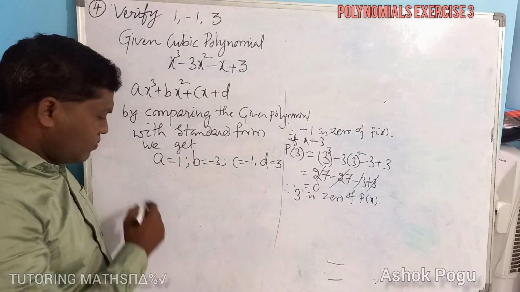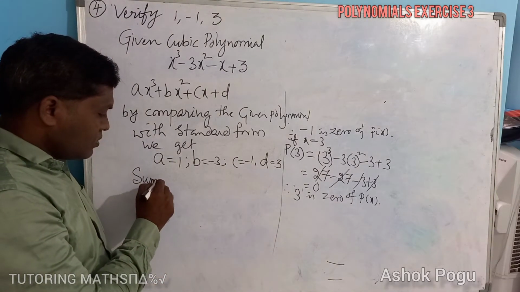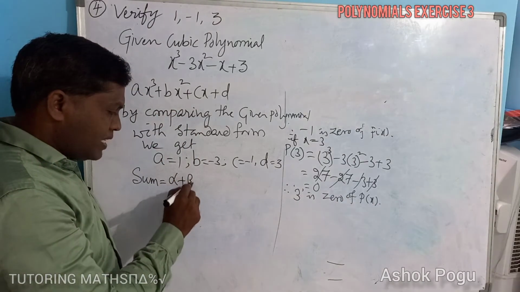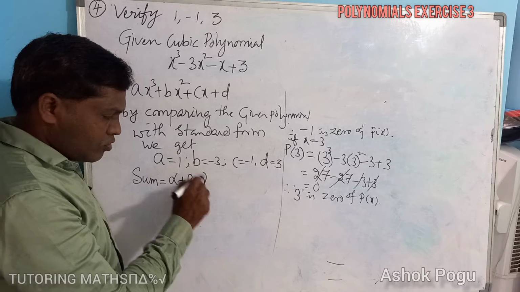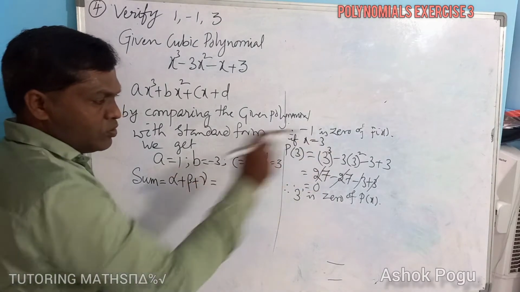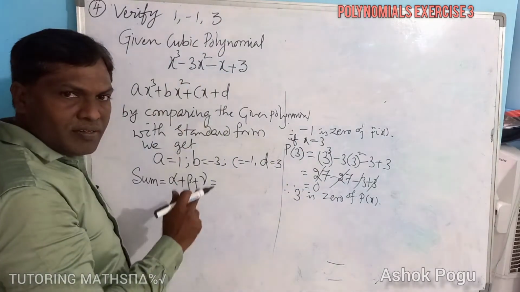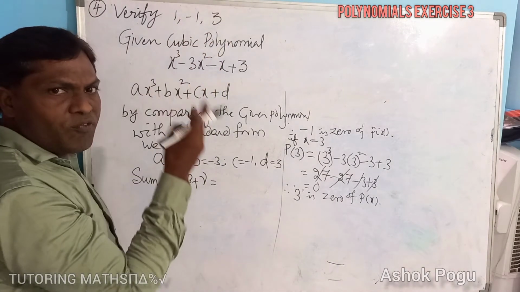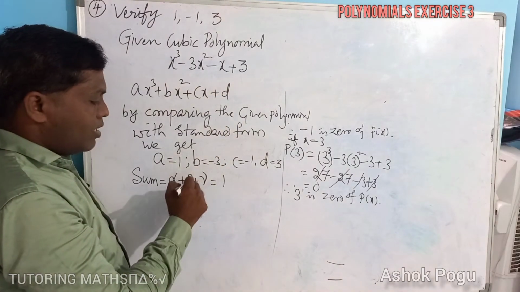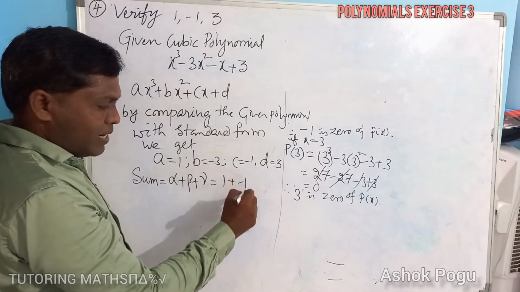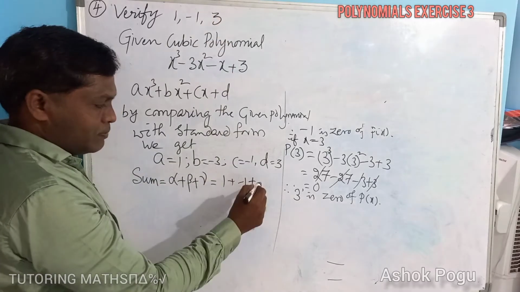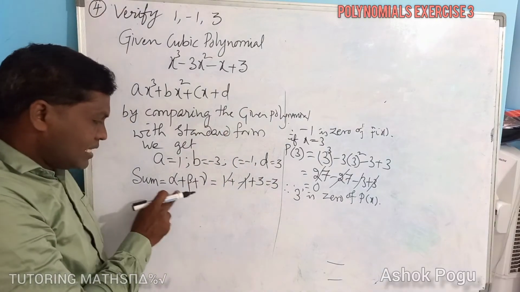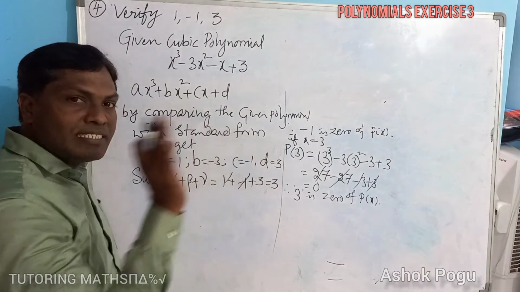Yes. First of all, take the sum. What is the sum of the three zeros? That is alpha plus beta plus gamma. Now we got three zeros. Say alpha, beta, gamma. We say first root, second root, third root. First zero, second zero, third zero. Alpha, beta, gamma. I just substitute 1 plus beta. Beta means minus 1 plus gamma is plus 3. Plus 1 minus 1 gets cancelled. You get the result is 3. Means the sum of the zeros is 3.